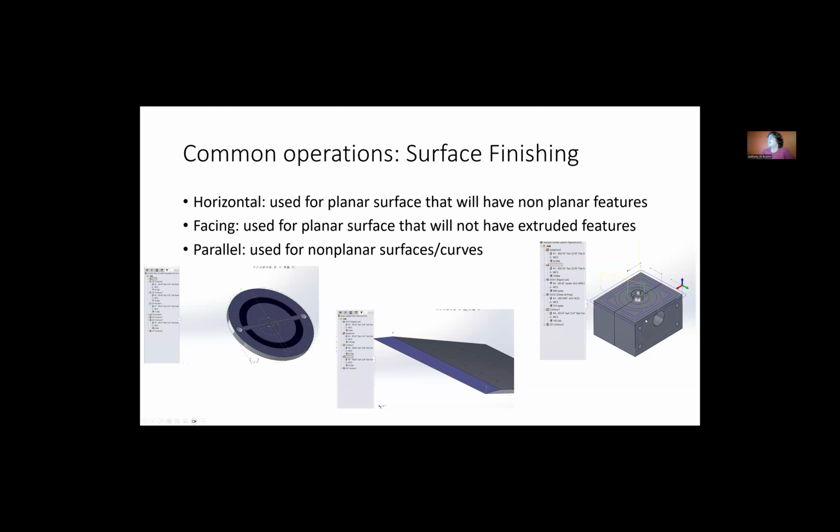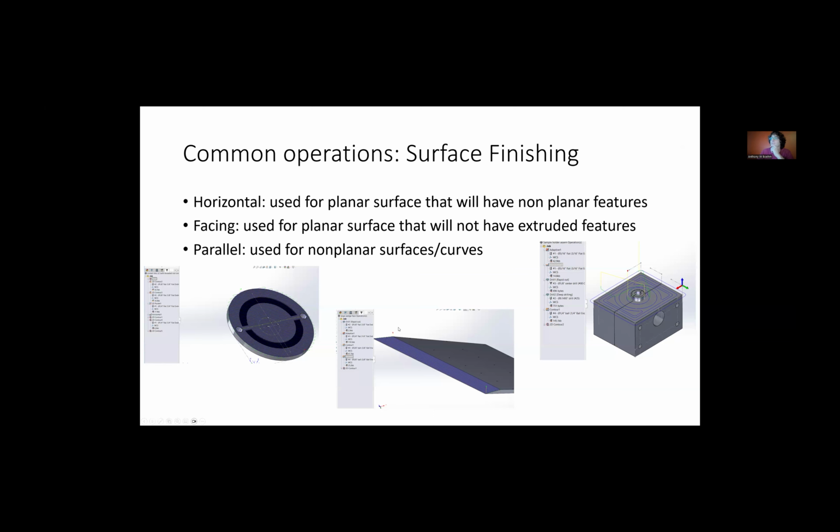If you look at the picture on the right-hand side, you'll see that when I click that top surface, it knew how to deal with the little cylindrical piece that's sticking out. So if I had a more or less flat surface with protruding elements, that's a good application for a horizontal operation.